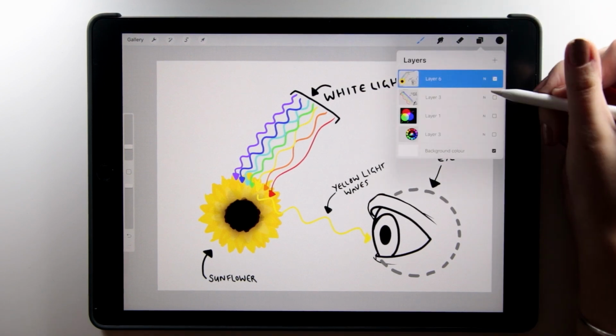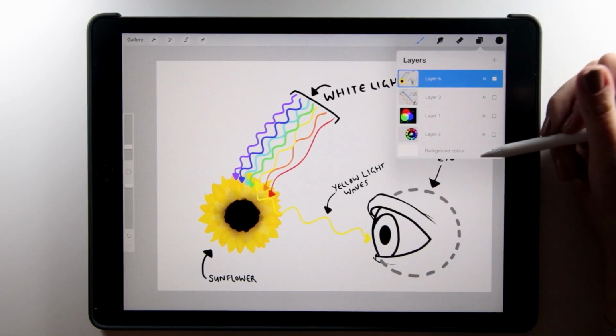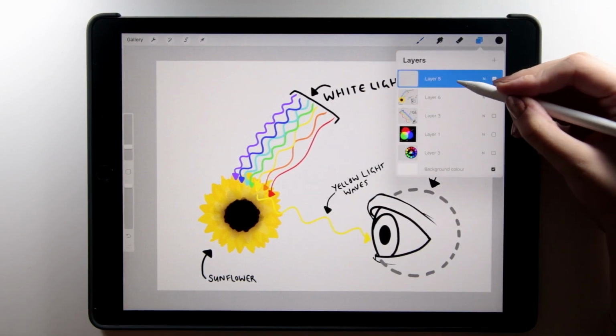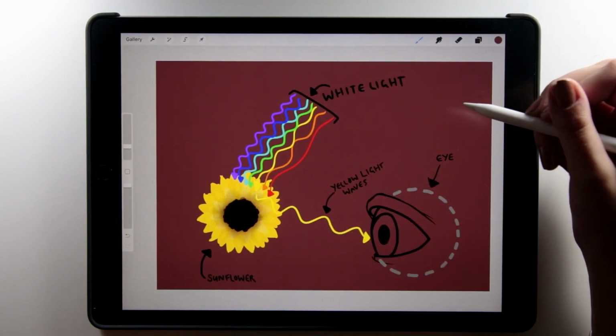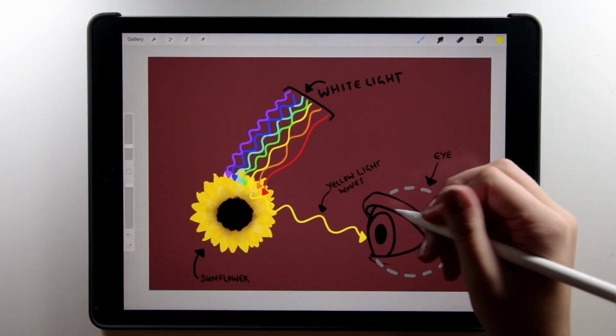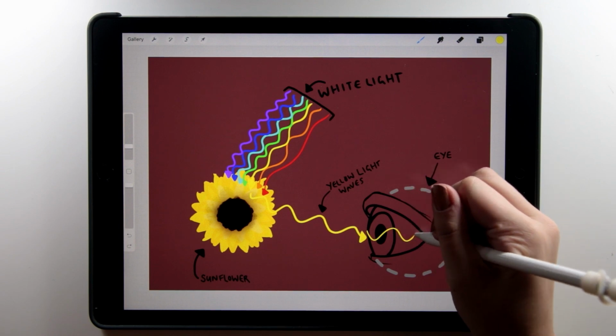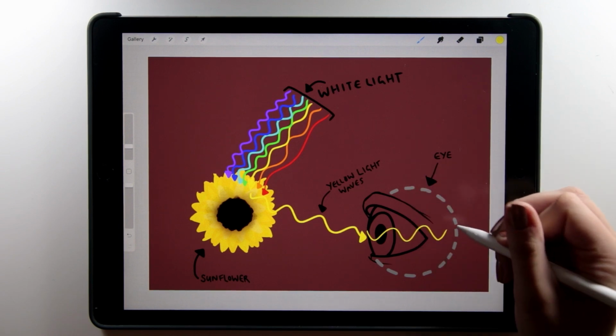I think I'm just going to put this on a brown background because I'm getting a bit glary with the yellow colour on the white background. That's a bit better.